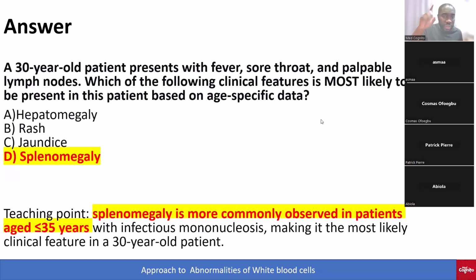Beautiful. So, Dr. Khadija, you are paying attention. So, splenomegaly is more commonly observed in patients less than 35 years old. So, hepatomegaly, rash, and jaundice, you see it in patients who are more than 40 years of age. And this is very critical. You've got to know this.